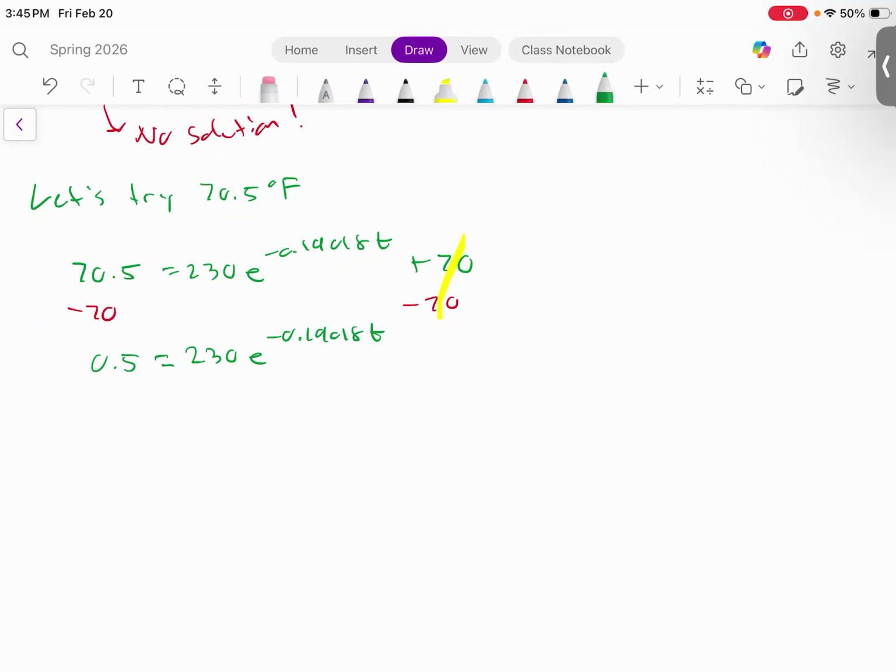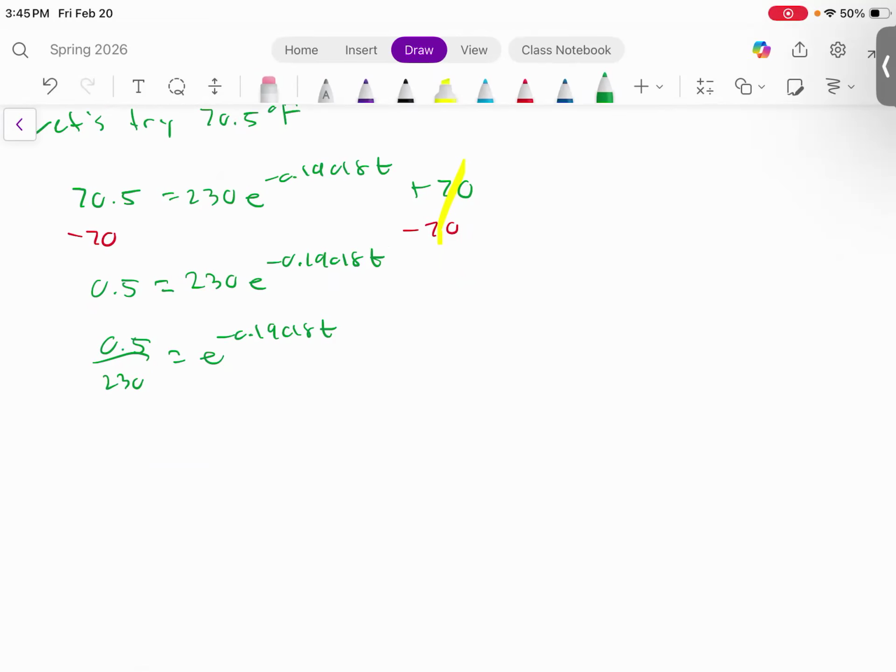Okay, same thing. We're going to natural log both sides. So this will be natural log of 0.5 divided by 230 equals negative 0.19018 t. And so, excuse me, typo. Sorry about that. Was going a little too quick. We will divide both sides by 230 first. Sorry. Okay, sorry about that. Then we natural log both sides.